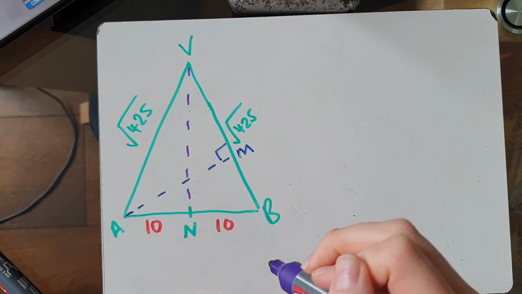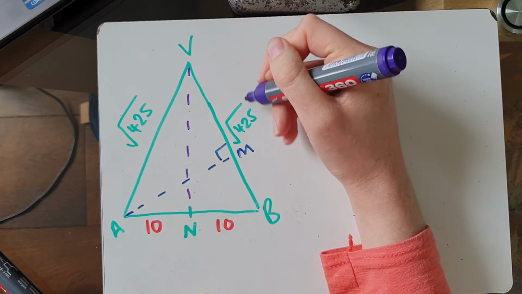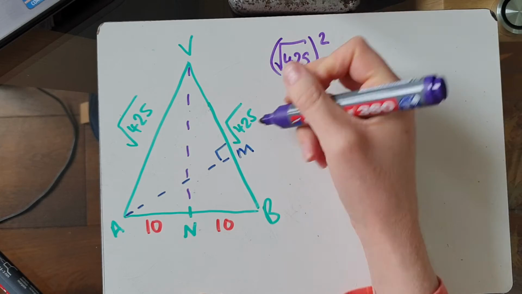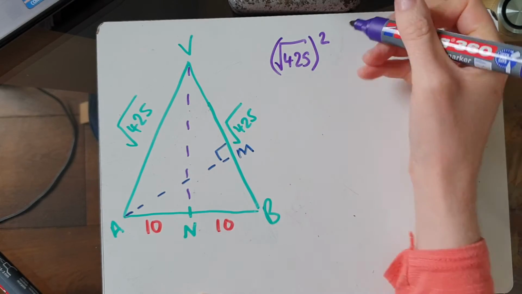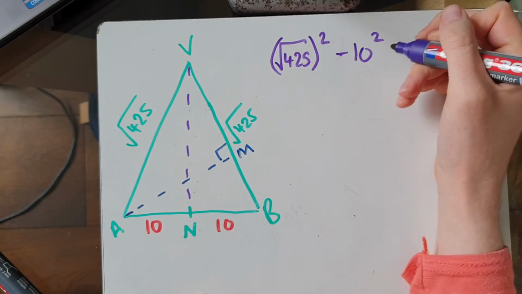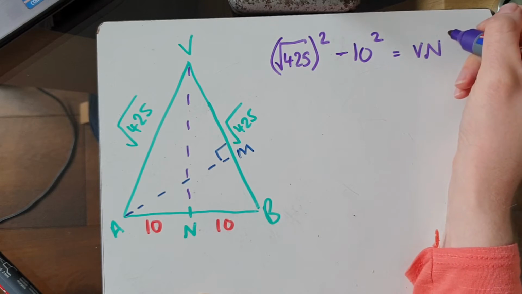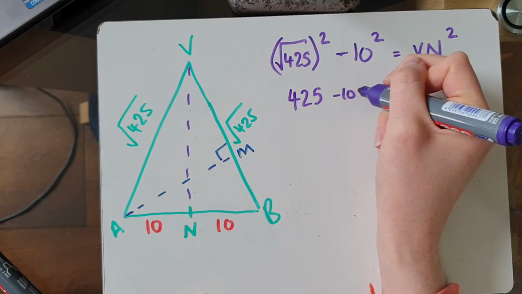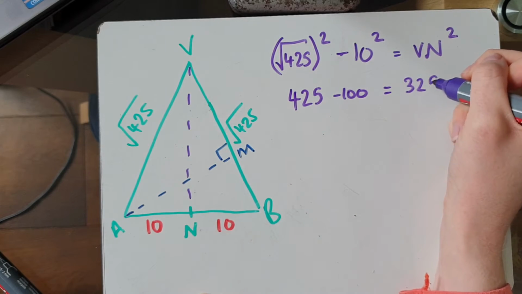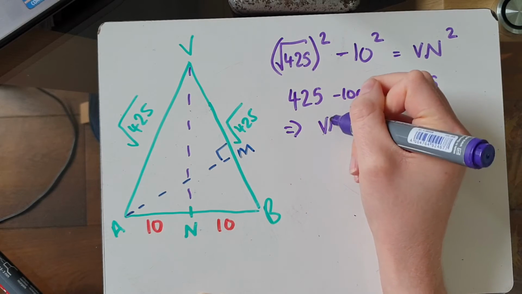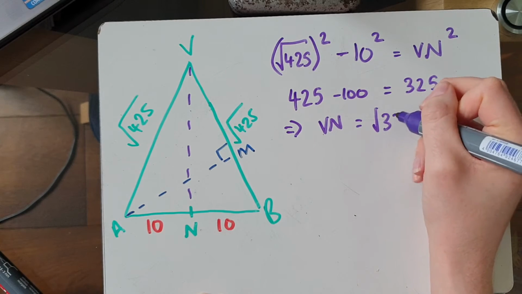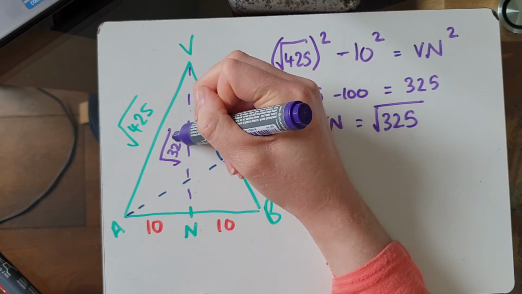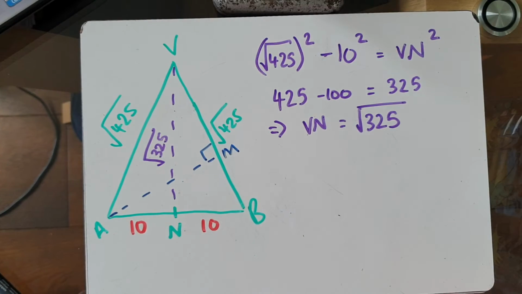To find that length, you can use Pythagoras. So you can do root 425 squared, so that's the hypotenuse, minus 10 squared should give you VN squared. So you'll have 425 minus 100 equals 325. So VN equals root 325. So we can also draw that onto the diagram like so.